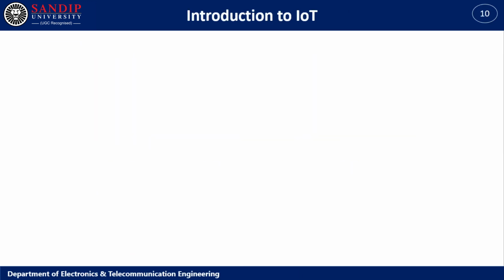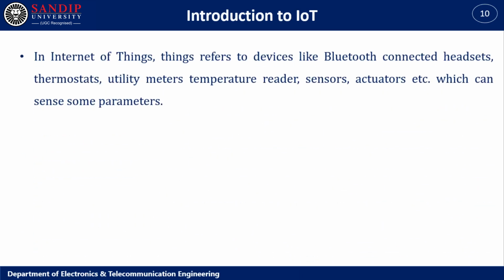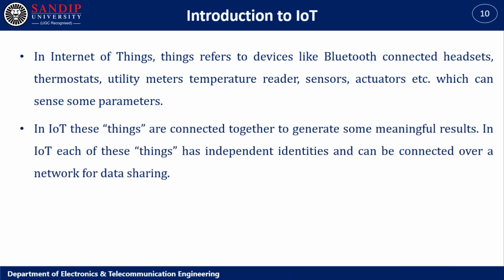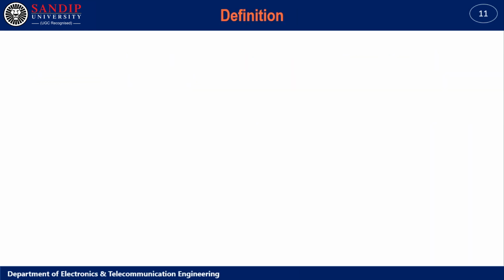Now let us discuss first the introduction to the IoT. Things refers to devices like Bluetooth, connected handsets, thermostats, utility meters, temperature readers, sensors, actuators, etc., which can sense some parameters. In IoT, these things are connected together to generate some meaningful results. In IoT, each of these things has an independent identity and can be connected over a network for data sharing.